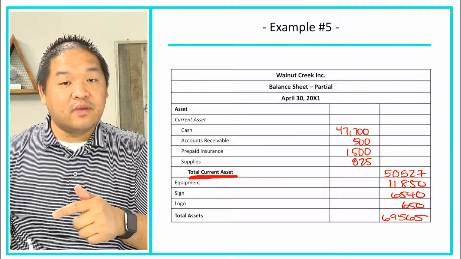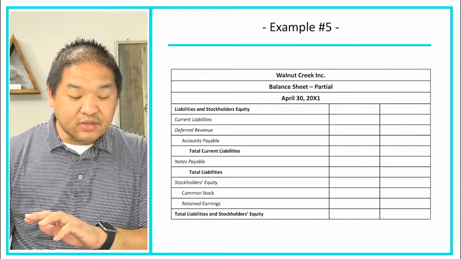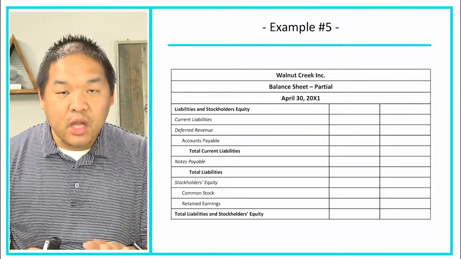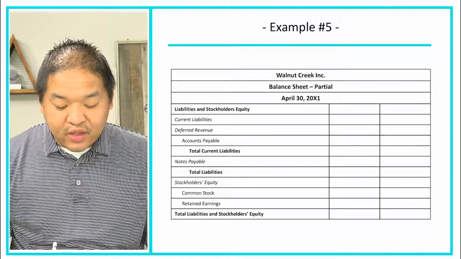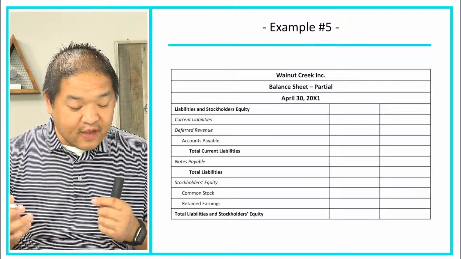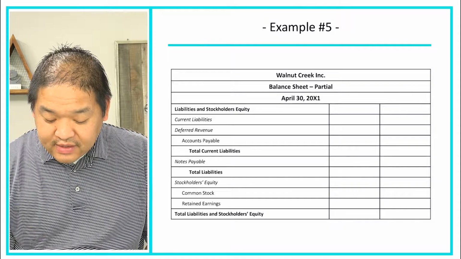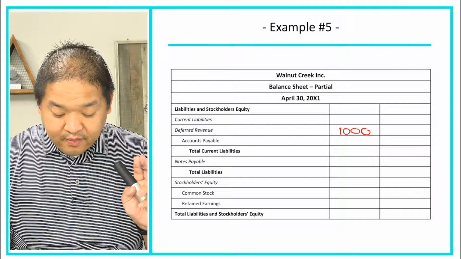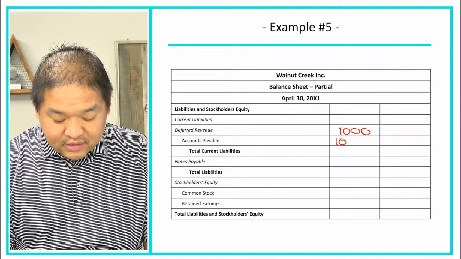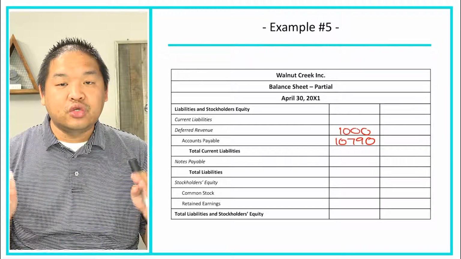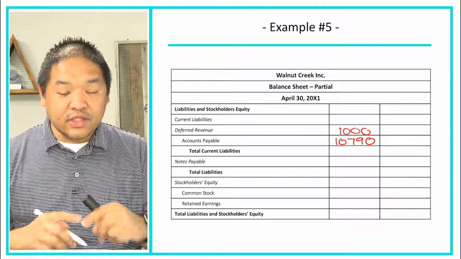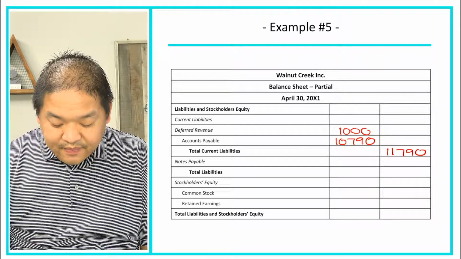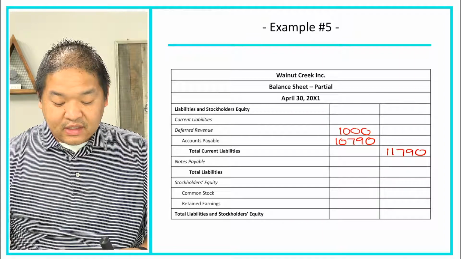All right, moving on to the liability side here, liability and stockholders' equity. So there are some formatting issues here. Apologize, but let's start with our current liabilities. So our current liabilities, we first have deferred revenue. Deferred revenue is $1,000. Accounts payable was 10,790. So those were the two current liabilities. We can add those up together and we get total current liabilities of 11,790.